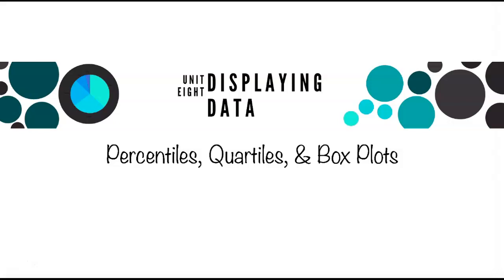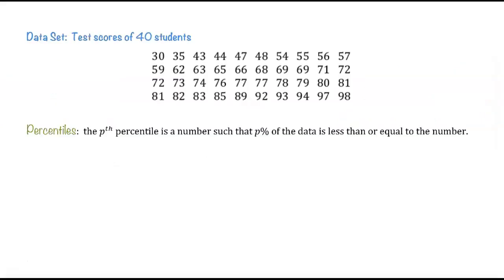In this lecture video, we're going to learn about percentiles, specifically quartiles, and then building our 5-number summary to create a box plot. Let's take a look at this data set. We have test scores for 40 students. Notice that these test scores are already listed for us from least to greatest, which is important when we're talking about percentiles. So what exactly is a percentile?